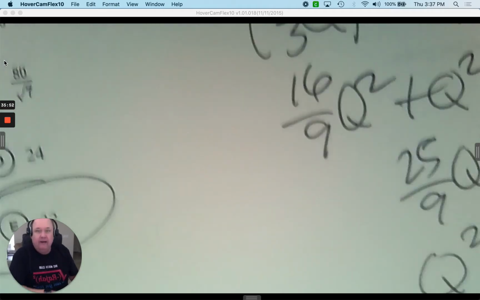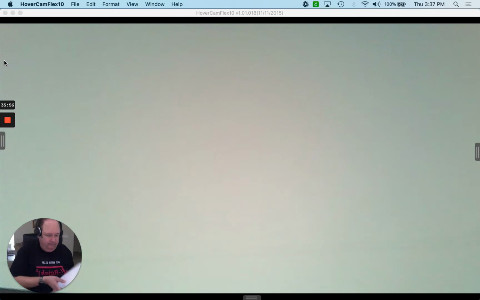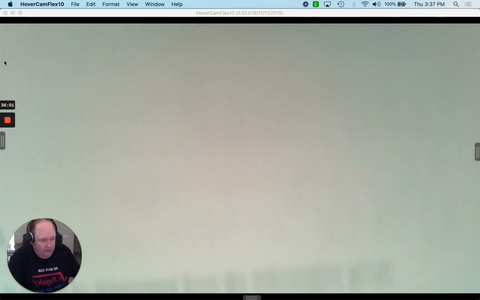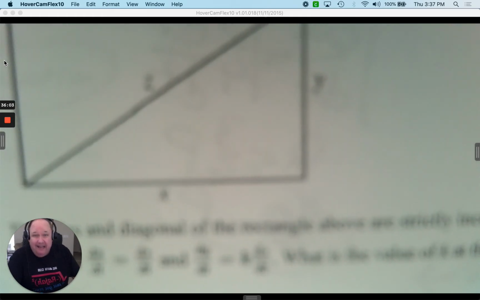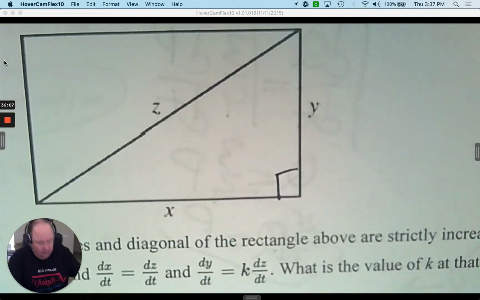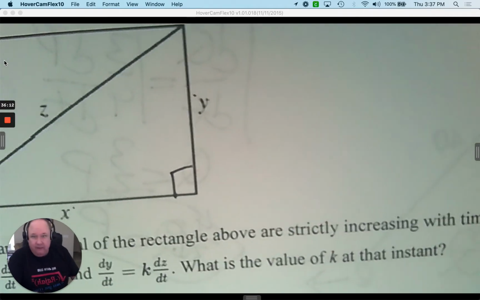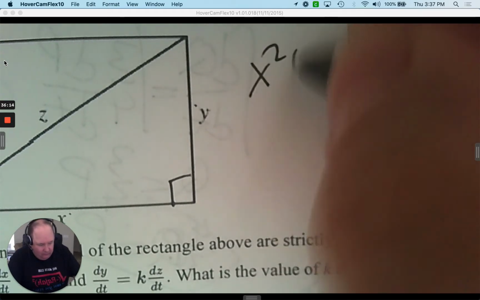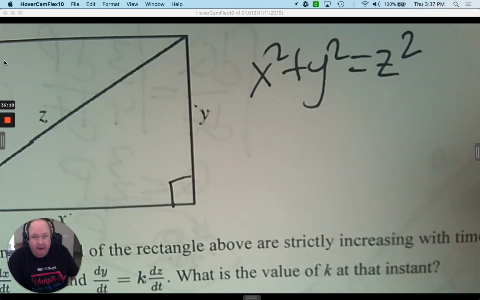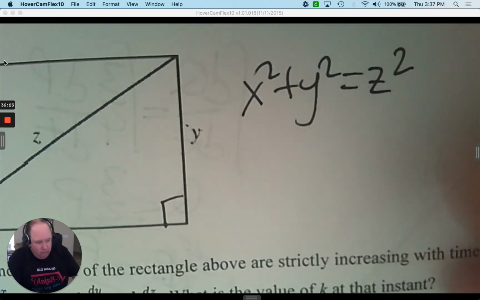All right, 45. Question number 45. We have a diagonal in a rectangle, and you can see a right triangle here. The relationship between the three sides is obviously the Pythagorean theorem. So it's x squared plus y squared equals z squared. All three sides are increasing over time, so there's no constants.